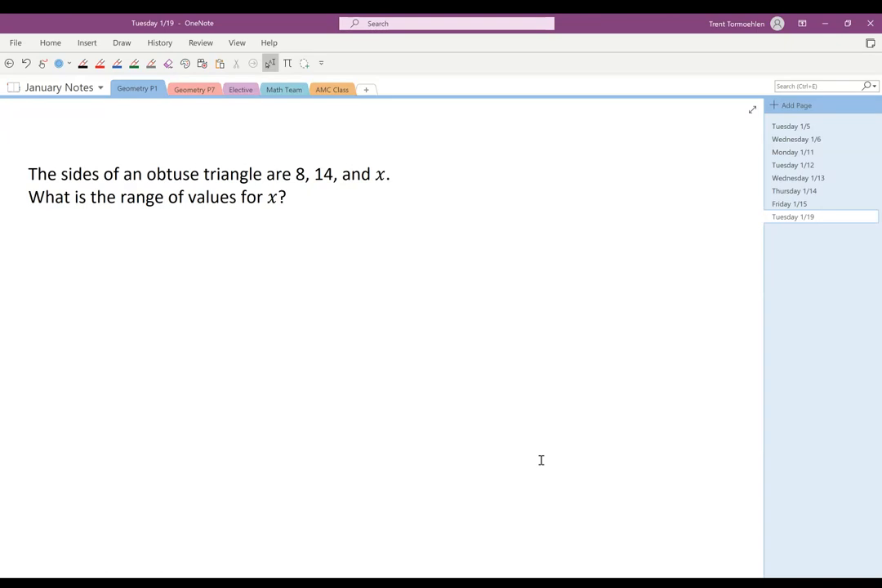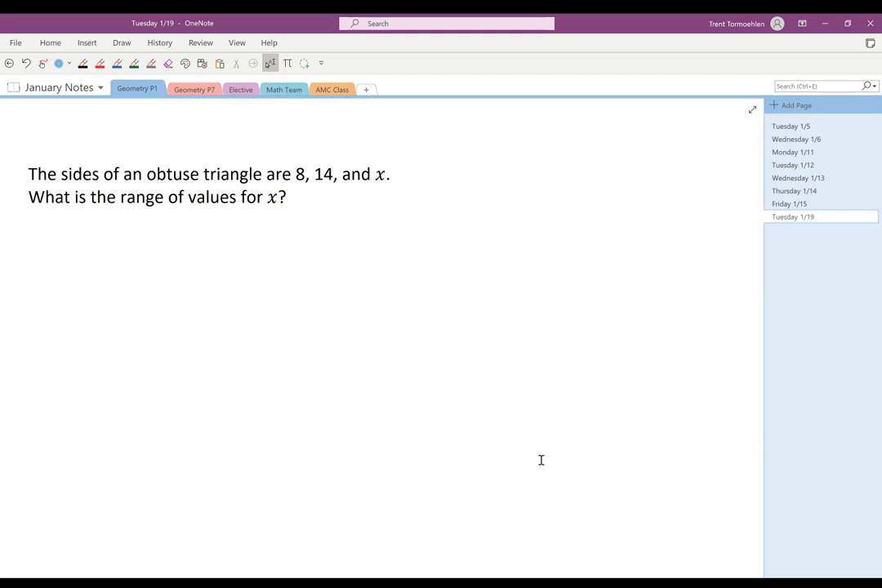For a problem like this, we're trying to determine a value for x such that this is going to be an obtuse triangle. And we're actually looking for the range of values. We don't have any requirement that x has to be an integer. It can be any kind of real number. So we need to think of the relevant inequalities.